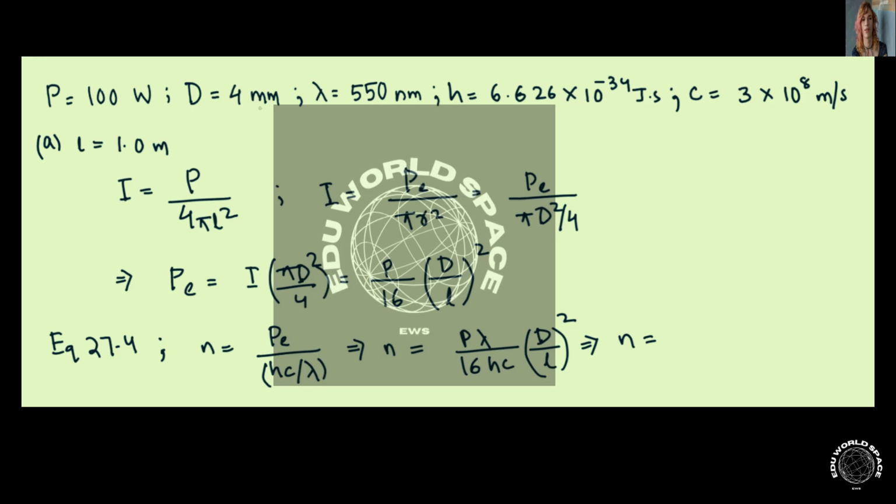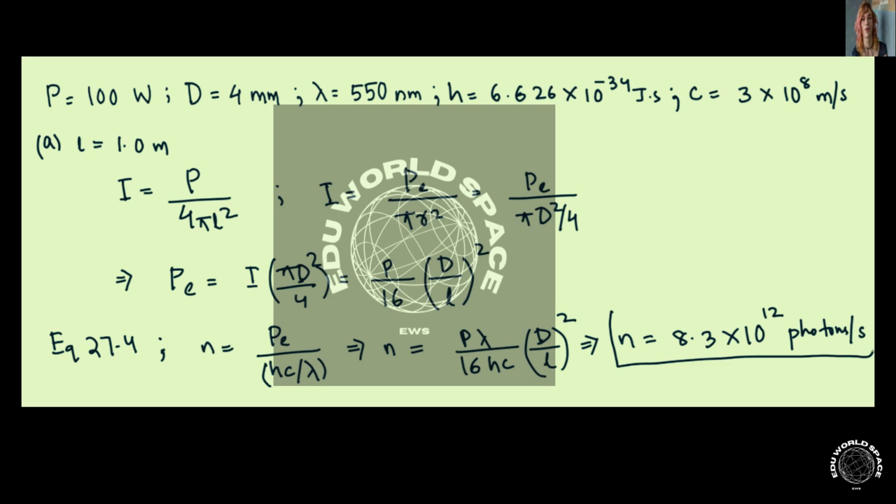Now we solve this equation using the values over here. Make sure you convert your units into meter for d and lambda. So we get this value to be 8.3 times 10 to the power 12 photons per second.